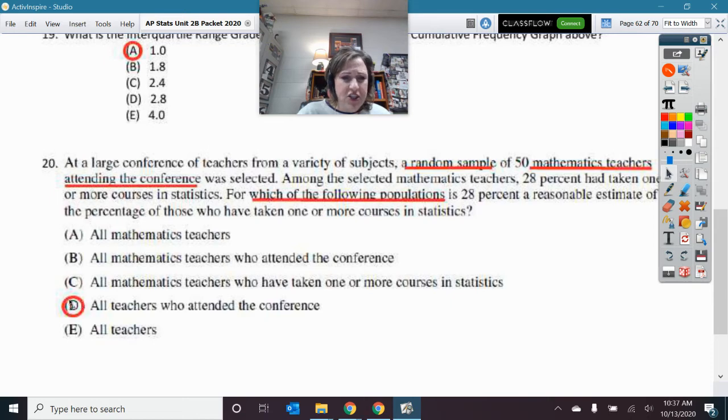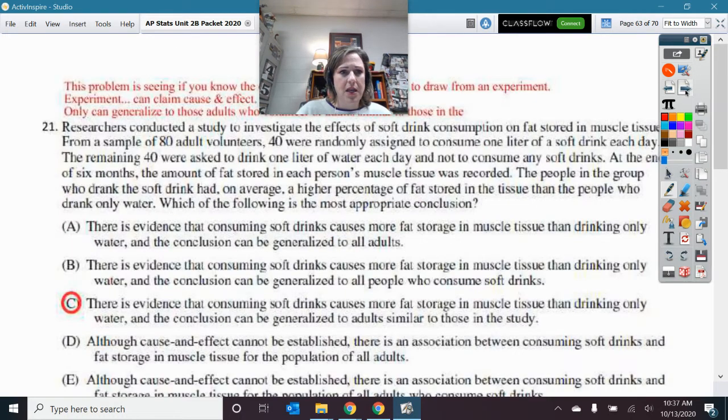Oh, I don't like this answer here. It's not all teachers who attended the conference. Nope. It's the mathematics teachers who attended the conference. So we only sampled mathematics teachers, so we're going to be able to generalize to mathematics teachers only. All right. Next. Here we have again another experimental design.